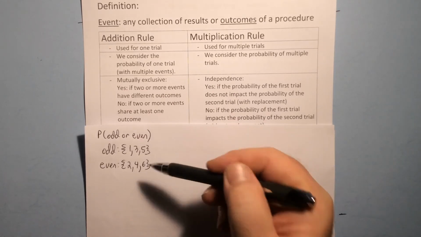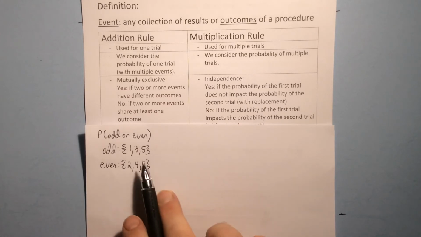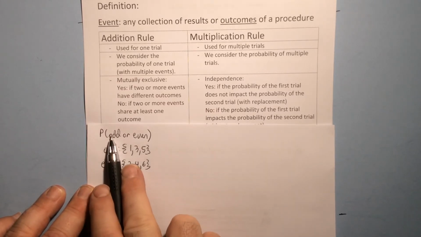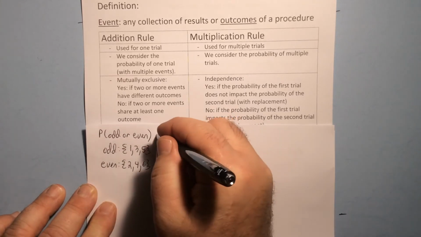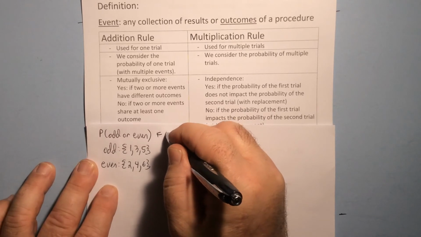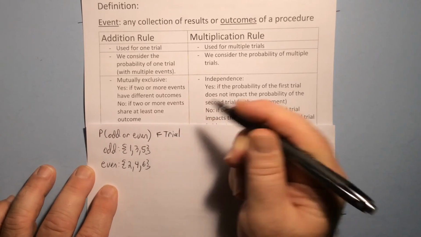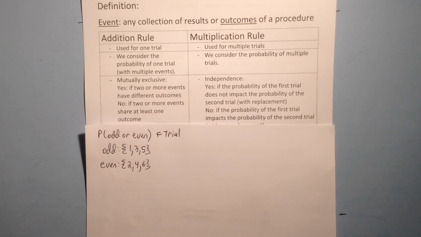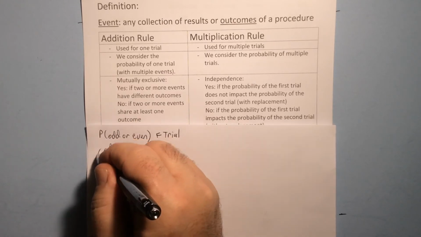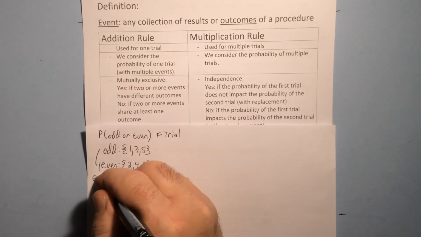If we compare the sample spaces, we'll see that they have no numbers in common. Therefore, we can say that these are mutually exclusive, or that these events are disjoint. Okay? So remember, the probability of rolling an odd or even, this is what we can regard as a trial. What does the trial contain when we're calculating this probability? These are each events. So odd and even, these are each events.